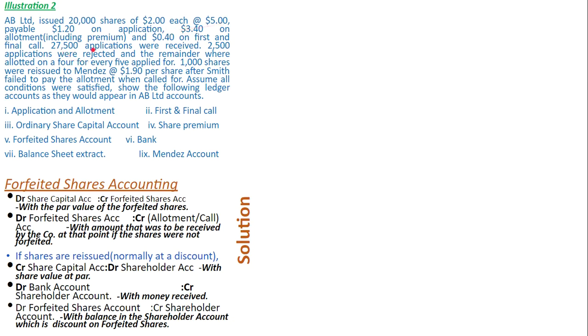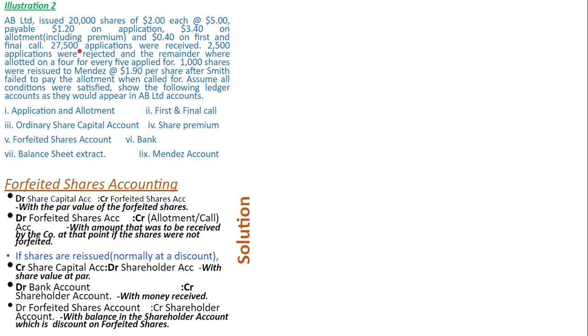Additionally, we are told that 27,500 applications were received, 2,500 applications were rejected, which leaves the organization with 25,000 applications, which were allotted on a 4 for every 5 applied for. So, like we did in the first and second lessons, if you are faced with a situation where some applications are returned but the remainder are allotted on a fraction, we simply say 4 divided by 5, or the fraction, multiplied by the remaining applications. They will take you back to the issued shares.